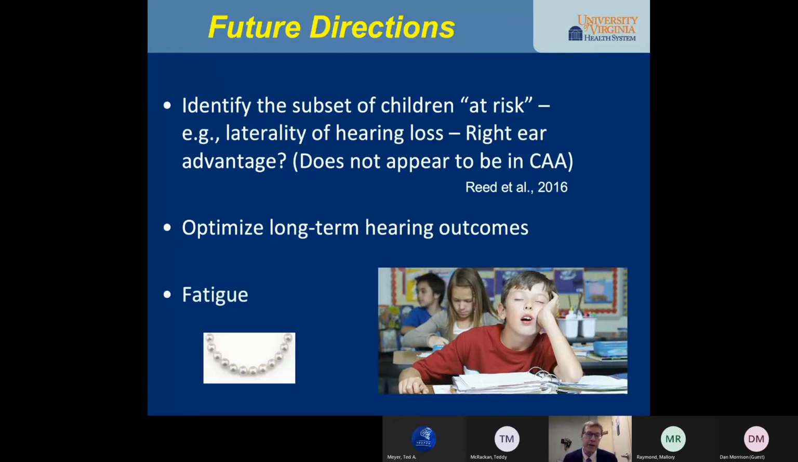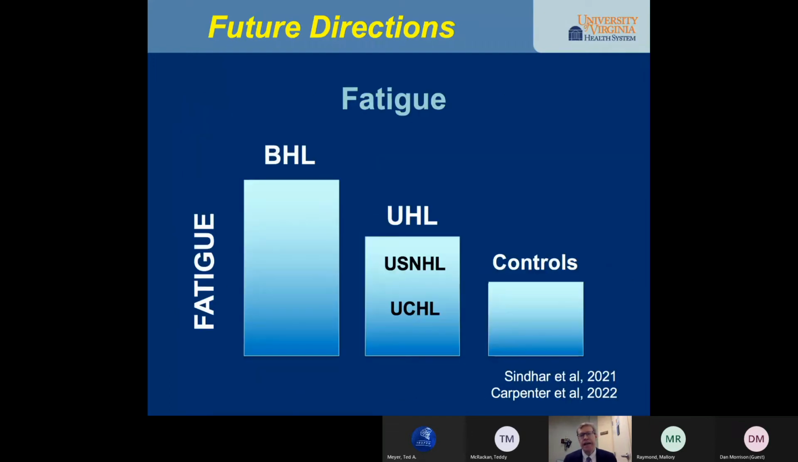These children who have hearing loss are tired. Parents report to me they just want to come home after school and have quiet time. And we looked at fatigue as a covariate in hearing loss. What we found in 2 recently published studies was that children with bilateral hearing loss have greater levels of fatigue than children with unilateral hearing loss, and that children with unilateral sensorineural hearing loss have greater levels of fatigue than children with unilateral conductive hearing loss, and they all have greater levels of fatigue than control children.